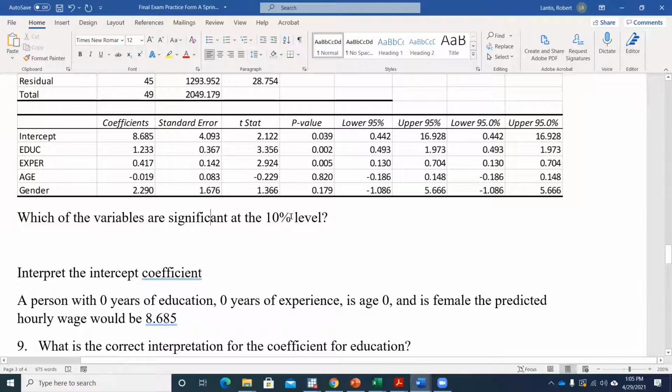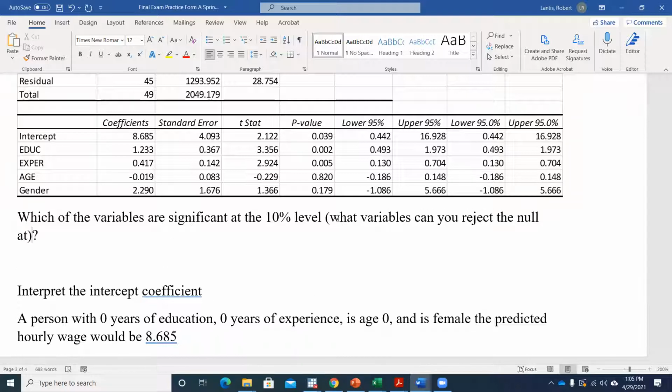Another way of thinking about what this really means is, what variables can you reject the null at? Saying that a variable is statistically significant at the 10% level means I could reject the null at that 10% level, or an alpha of 0.1. So all you're going to do to answer a question like this is go through and see which of these have a p-value less than 0.1.